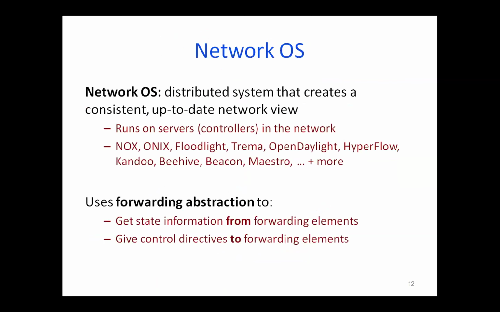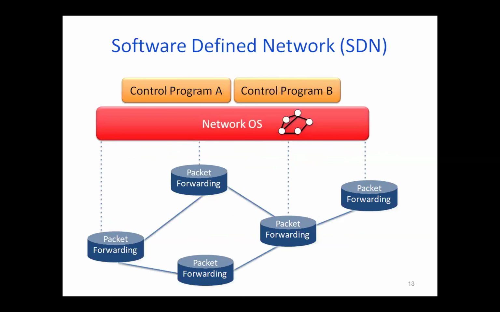The network OS is a distributed system that creates a consistent, up-to-date network view, and it runs on servers, controllers in the network. Examples are NOX, ONIX, Floodlight, Trema, OpenDaylight, HyperFlow, Kandoo, Beehive, Beacon, Maestro, and many more. It uses forwarding abstraction to get the state information from forwarding elements and give control directives to forwarding elements.